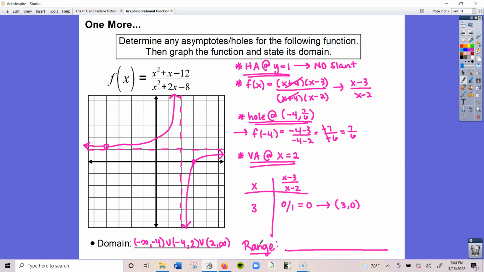Now the range is restricted by the horizontal asymptote and the y value of the hole. So if I work my way from the bottom up, my range would start from negative infinity until 0, union, 0 until the value of my hole, because that is above 0, which is 7 over 6, union, 7 over 6 to infinity. And that's how you put all of the information that we've done before for rational functions onto a graph.